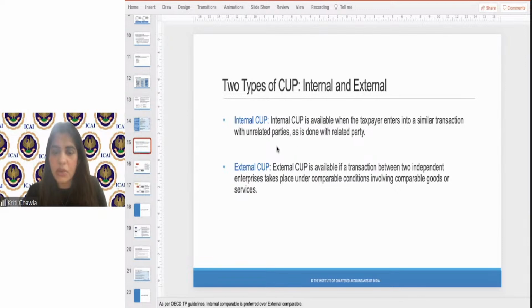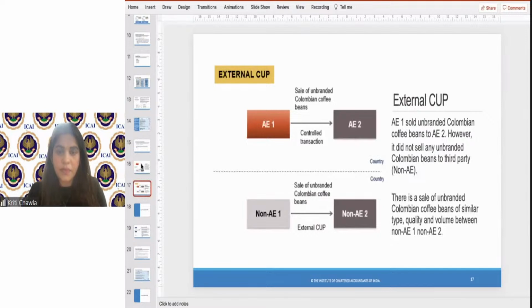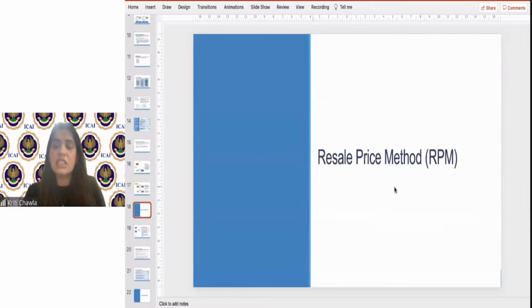Any questions till now? Okay. Any questions? Any feedback? Is it too quick or too fast? Are you able to absorb? Then we'll go to the second method, which is the resale price method. But any questions before that?